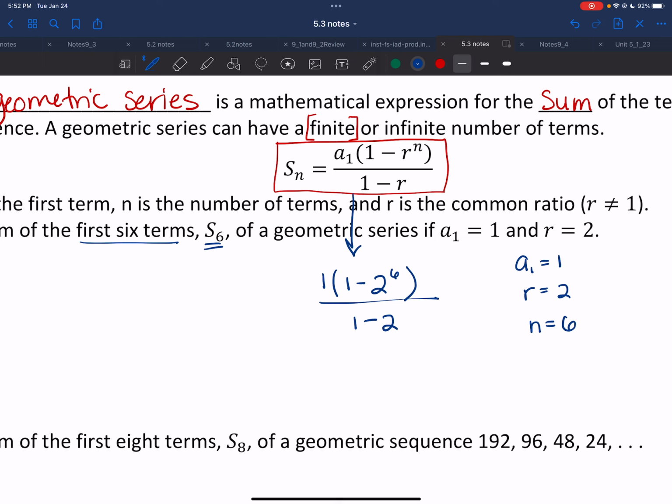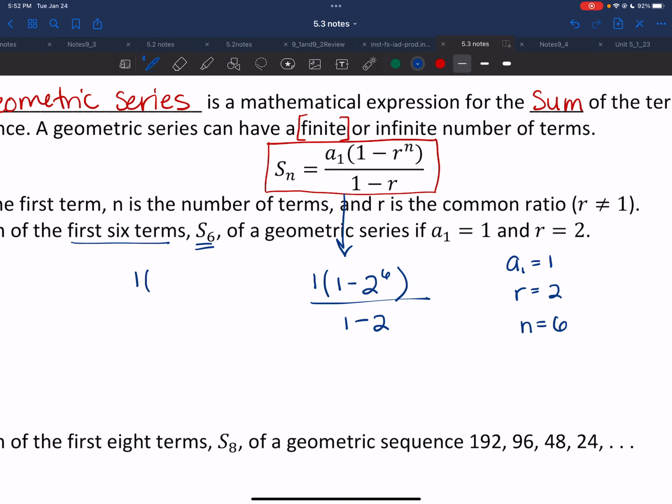So when I start doing the math on this, right, 2 to the 6 is 64. So if I do 1 times 1 minus 64 over 1 minus 2, which is negative 1. 1 minus 64 is negative 63. And then times 1 just gives us negative 63 divided by negative 1. So I get an answer of just 63 on that one.